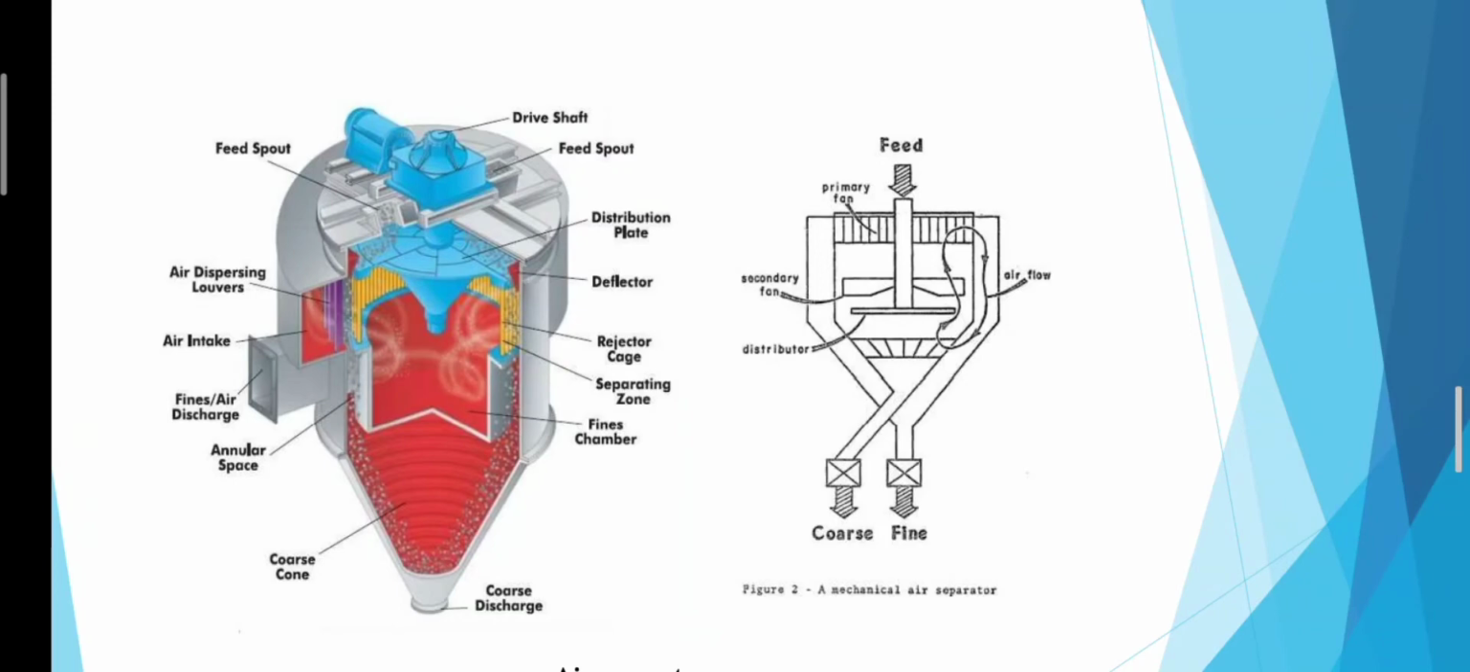Let's see the original diagram. That means mechanical, coarse fan, coarse discharge, fine chamber, separating zone, rejector cage, deflector, distribution plate, feed spout, drive shaft, feed spout, air dispensing louvers, air intake, fine air discharge, annular space, and coarse cone. In the exam, just remember the right-hand side diagram, a mechanical air separator, figure number 2.